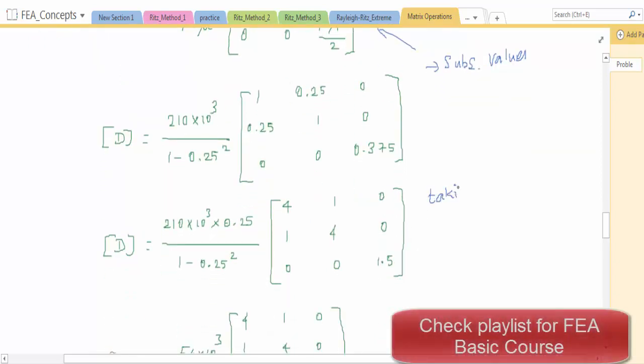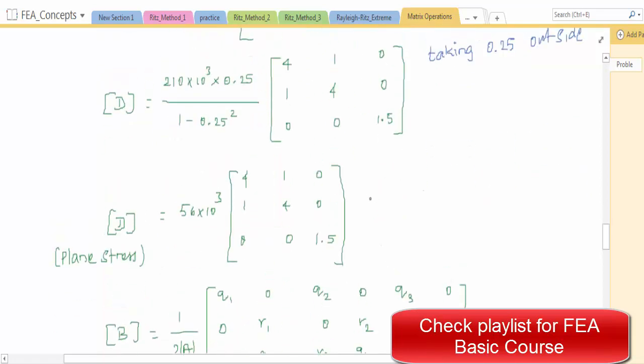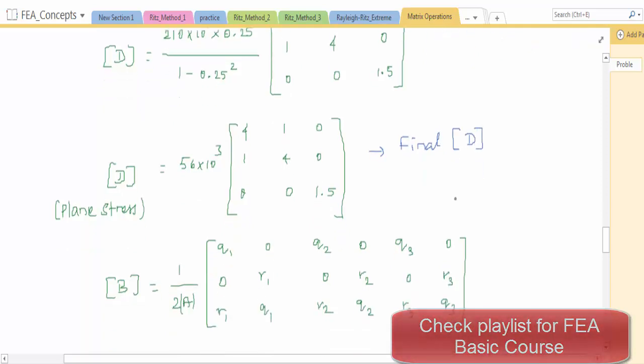Here I have taken 0.25 also outside and reduced the values. So I have got some final values here. That is the final D matrix.